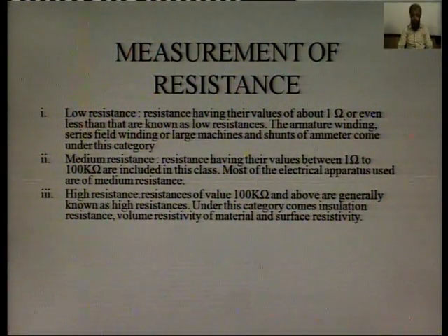Second is medium resistance. Under medium resistance, resistance values from 1 ohm to 100 kilo ohms are included in this class. Most of the electrical apparatus used are of medium resistance. Third one is high resistance. Resistance values above 100 kilo ohm come under the category of high resistance. Under this category come insulation resistance, volume resistivity of material, and surface resistivity.